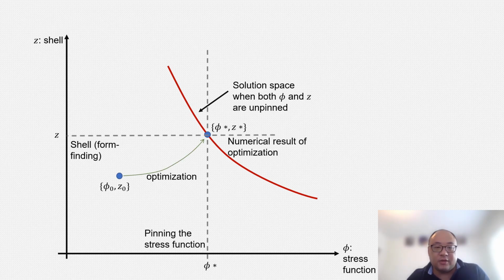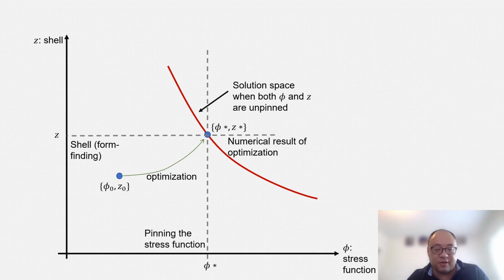However, as the solution space is large, if you start with initial guesses of both stress function and shell and try to approach the solution space, then you can obtain a nice pair of stress function and shell. This time, by pinning the obtained stress function, you can find an intersection with the solution space. Therefore, the shell form finding problem provides a solution by construction, even when there are negative Gaussian curvature zones in the stress function.